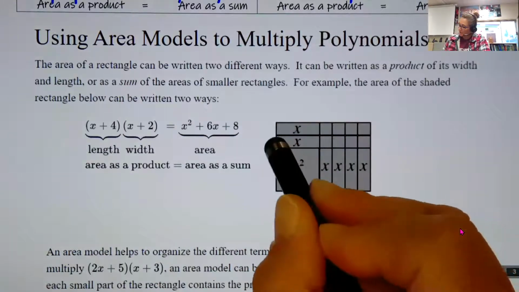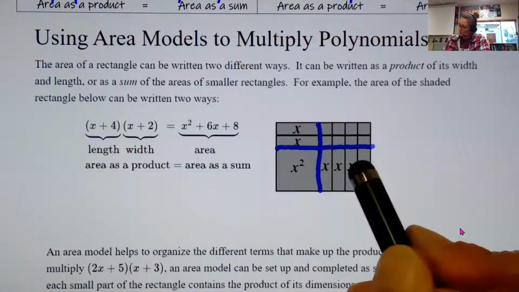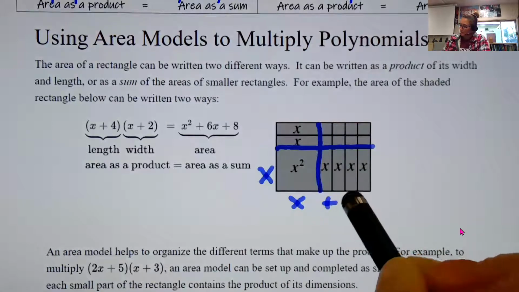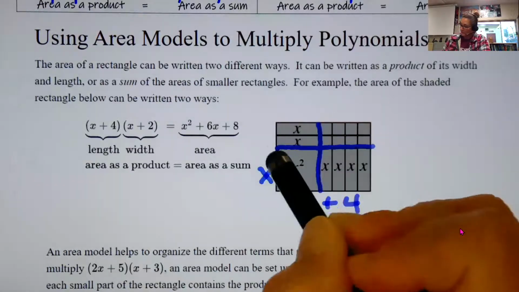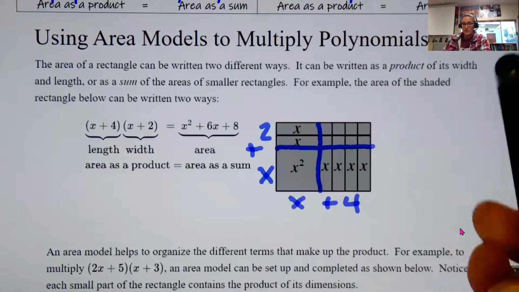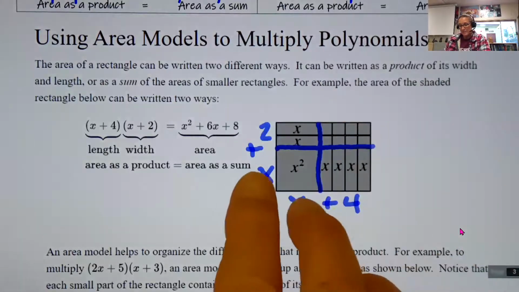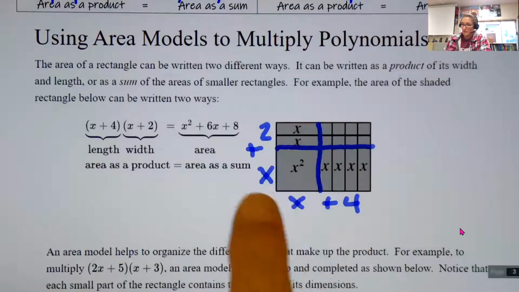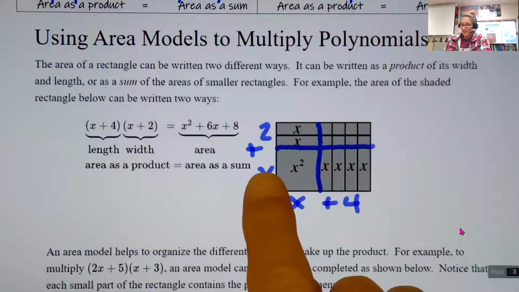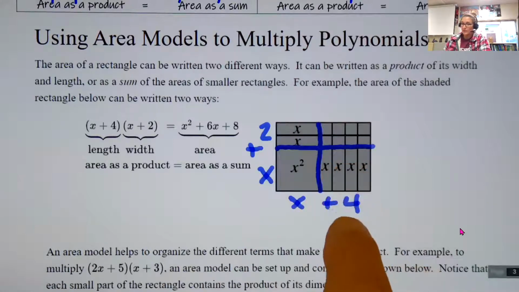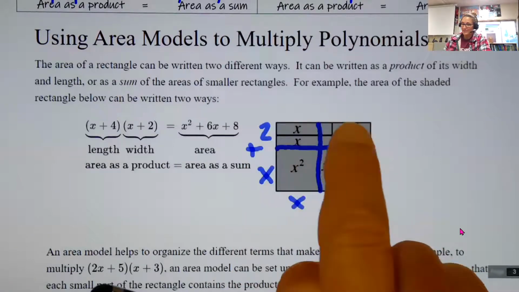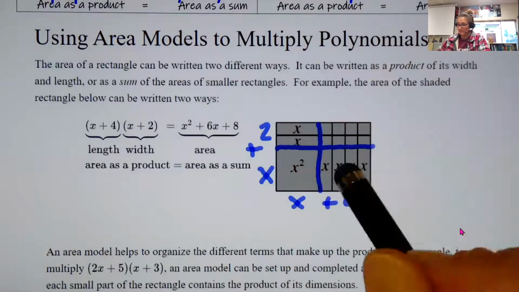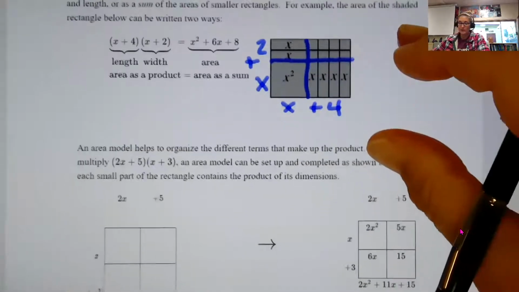Okay, so you can kind of see how everything is sectioned off. Here is our x and our x. This is a plus 4. This is a plus 2. So you can see that x times x gave me x squared. X times 2 gave me 2x. 4 times x gave me 4x's. And 4 times 2 gave me 8 ones. Okay, so this is it as in algebra tiles, but you can see how it does correspond with these area models.